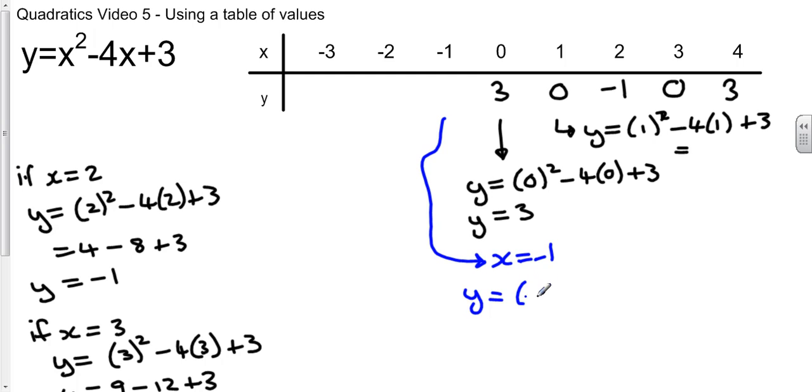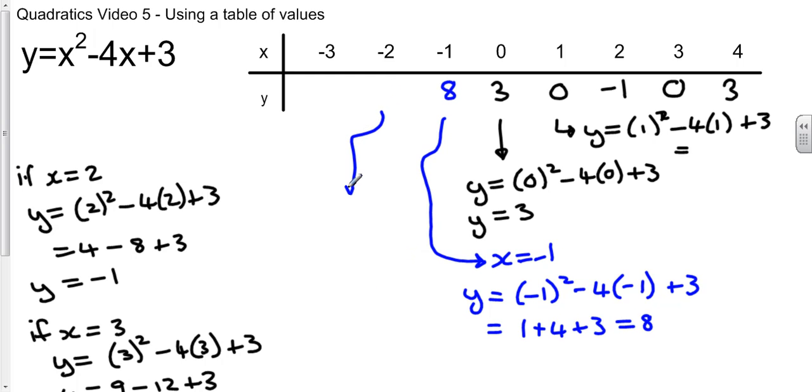So y equals -1 squared minus 4 lots of -1 plus 3. -1 squared is 1. Make sure you put the brackets into your calculator, because if you put -1 squared literally into your calculator, it will do the indices first and then do the negative, giving you the incorrect answer of -1. We've then got -4 times -1, which is plus 4 plus the extra 3, and we're going to get 8. So that one's 8.